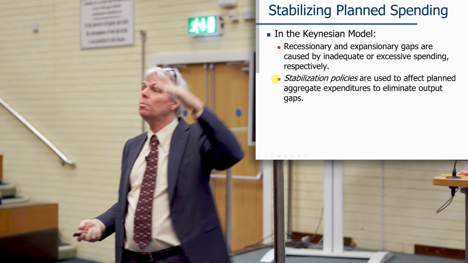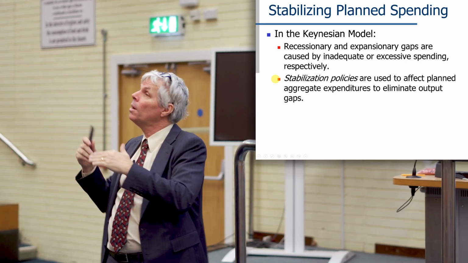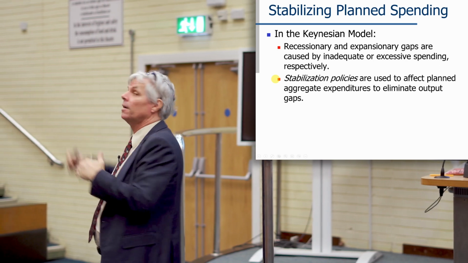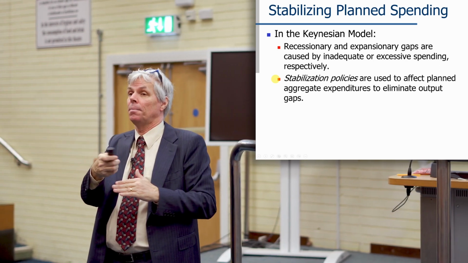So when we're in a recession, when autonomous expenditure is low, maybe we could increase government spending, raising autonomous expenditure back up.